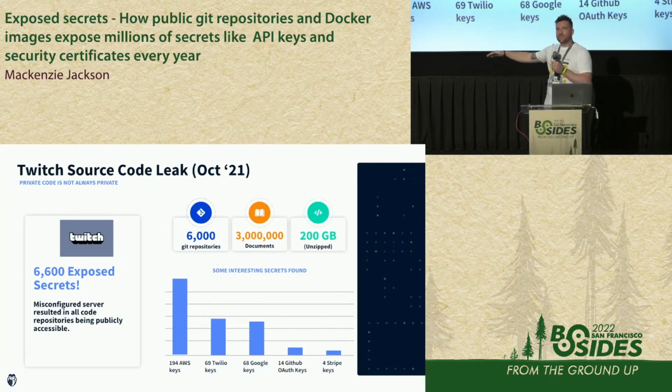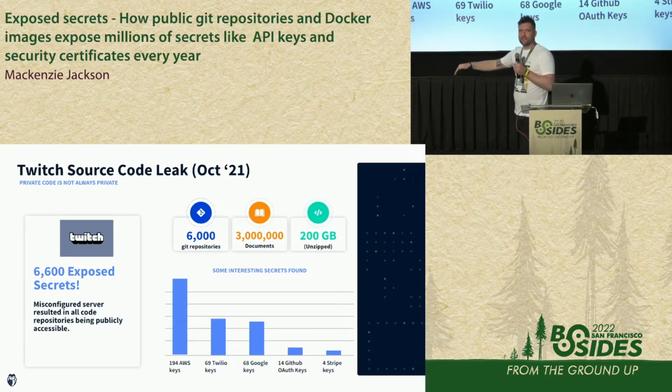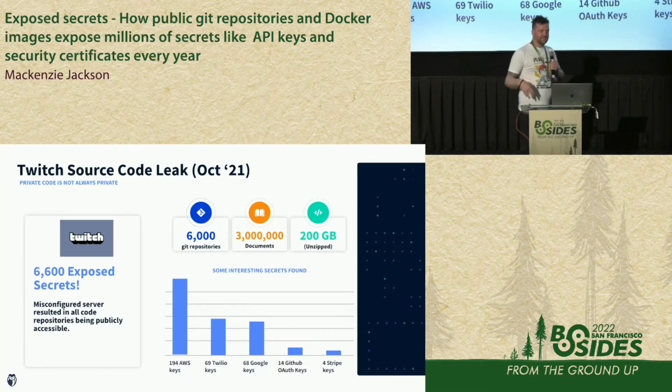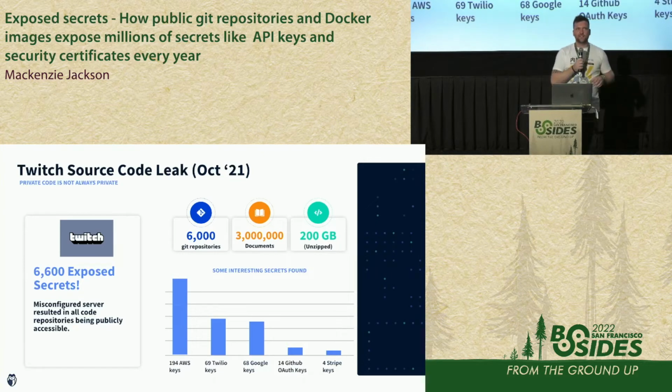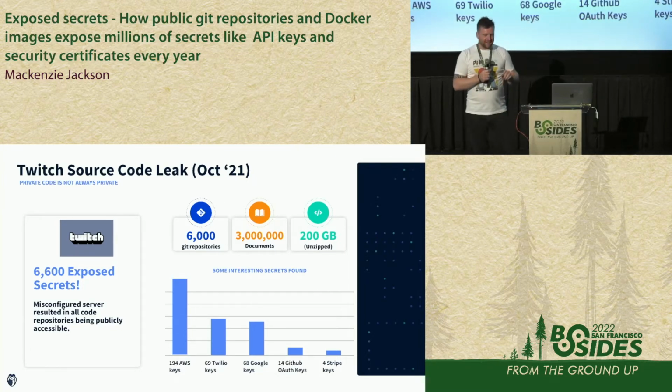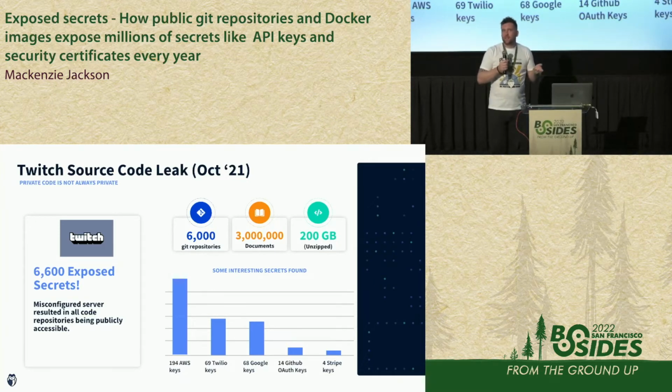Now the headlines following on from that were all about how the Twitch streamers' income was leaked. But we found 194 AWS keys that no one was talking about. We also found 69 Twilio keys and 68 Google keys. Now, it seems huge, 6,600 secrets, bold letters. And I made some clickbaity titles in articles about that too. But the reality is that that's not that unusual. That's about what we would expect. Actually, it's probably a little bit better than what we'd expect.